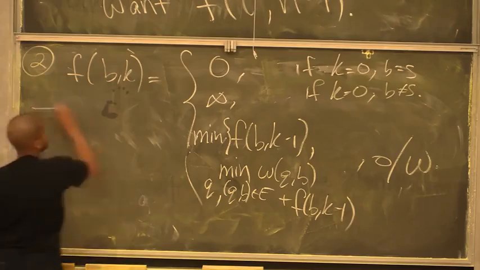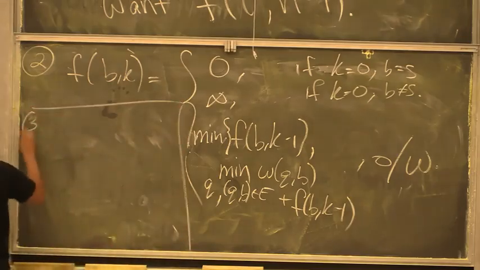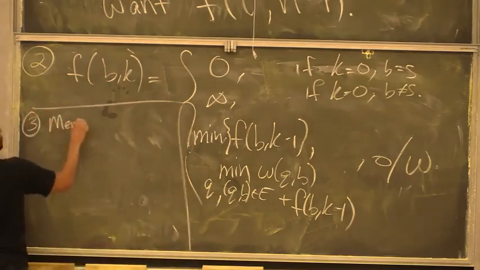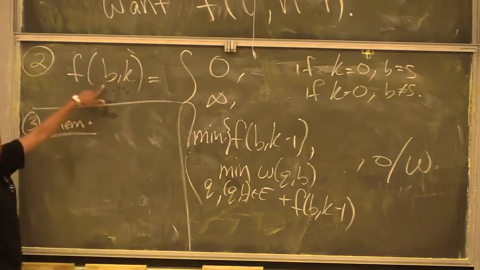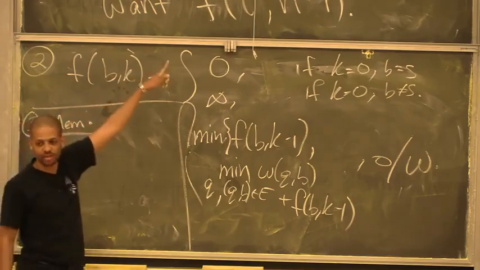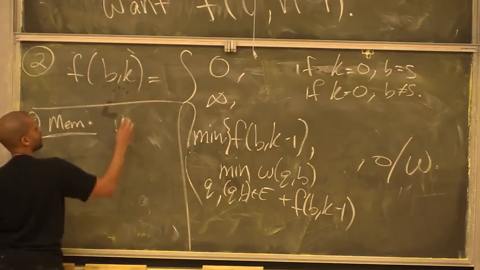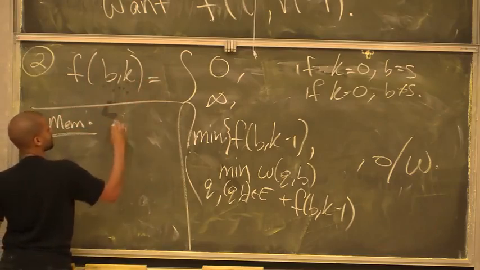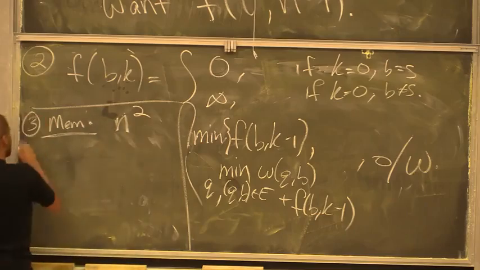What's the memory? There are n possibilities for b because b is a vertex. I initially called k being n minus 1, so there are n possibilities for k. So n squared. What's the time?